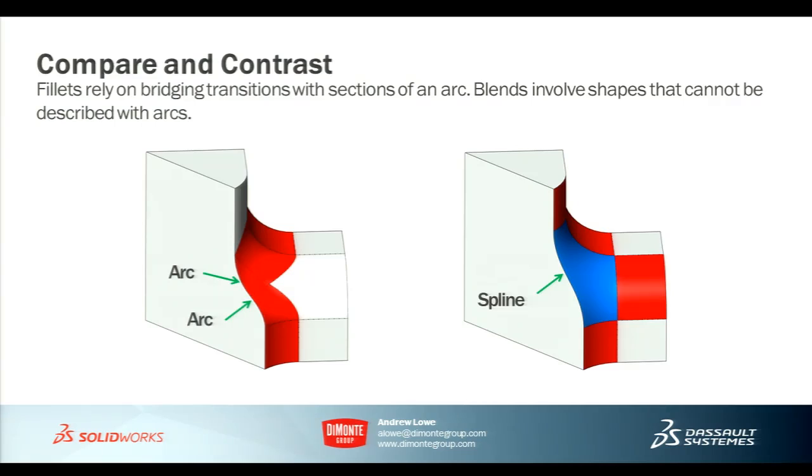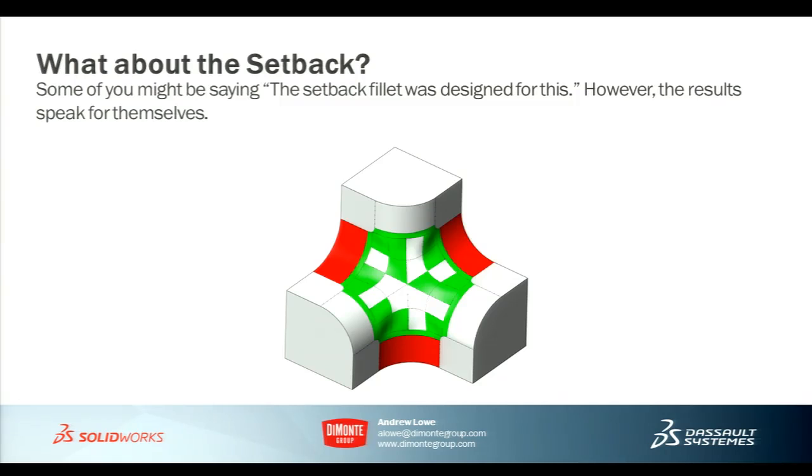So while in the example with fillets, all the transitions are based on arcs, blends involve shapes that cannot be described simply with arcs, and they're usually spline-based transitions. And for those of you out there who are wondering about the setback fillet and how it might handle this corner, well, I applied the setback fillet to this corner, and you can see the results speak for themselves.